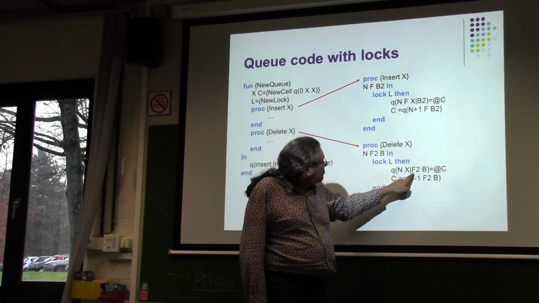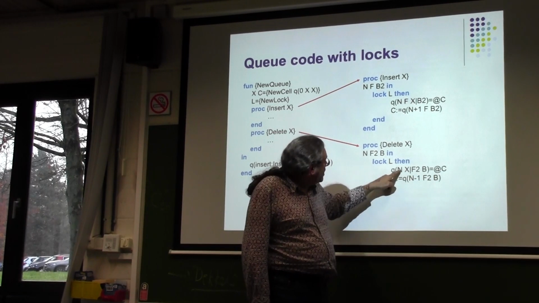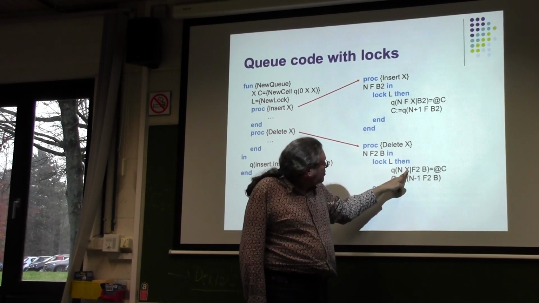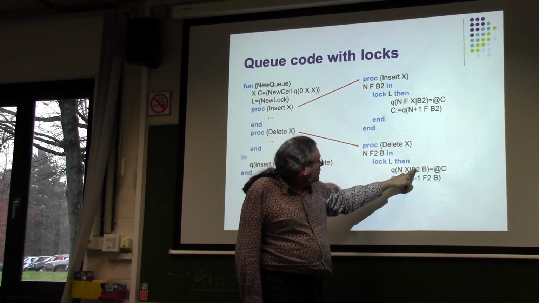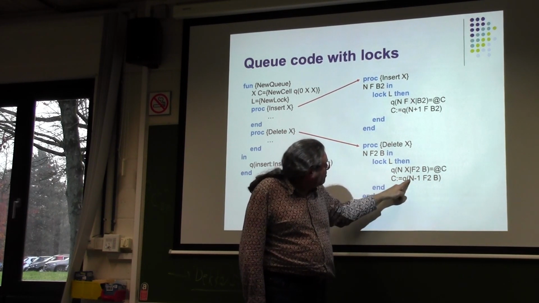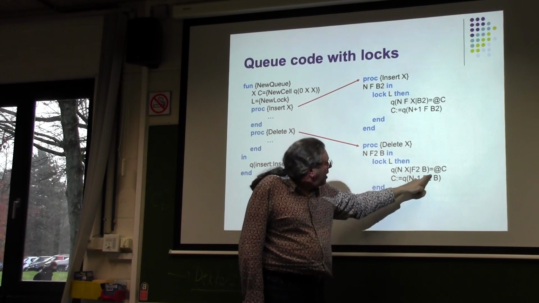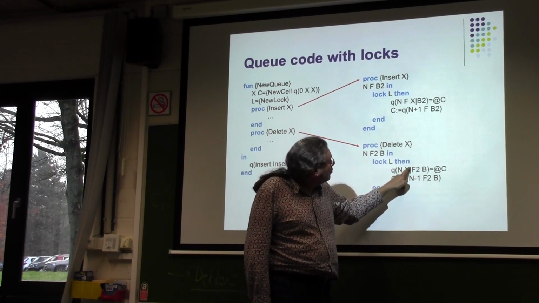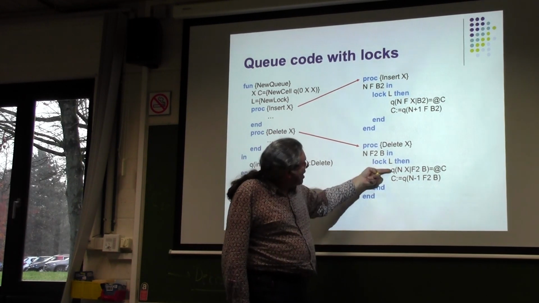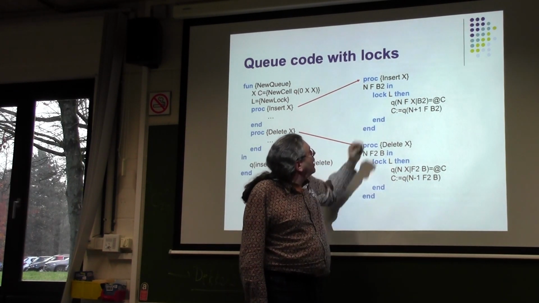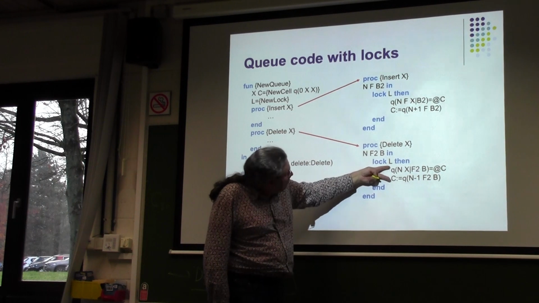So N, X bar F2, B is bound to the cell content. This will bind X to the front. So that's the result here. And the new Q will have N minus 1, and it will have F2 here. So the X is removed, and the B is the same. Okay. So I have read and write, read and write. So this is two operations.